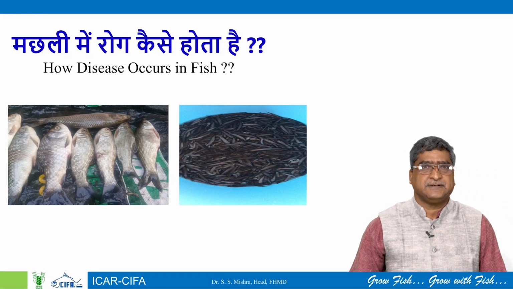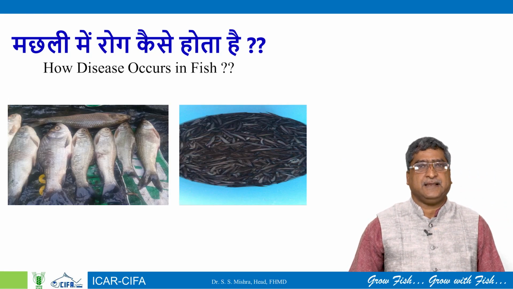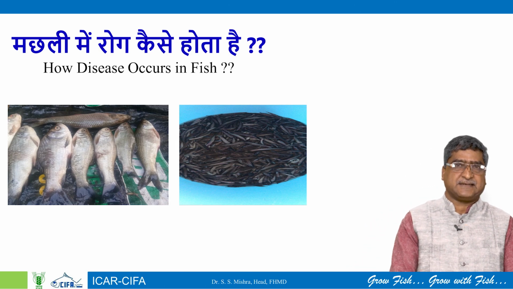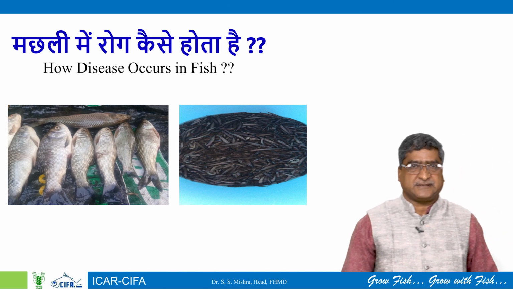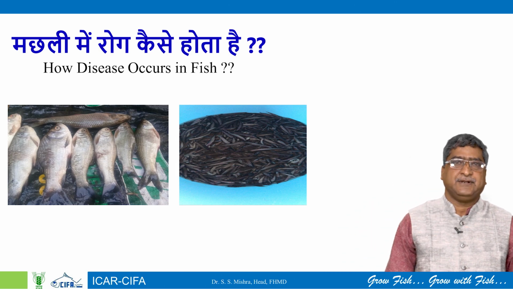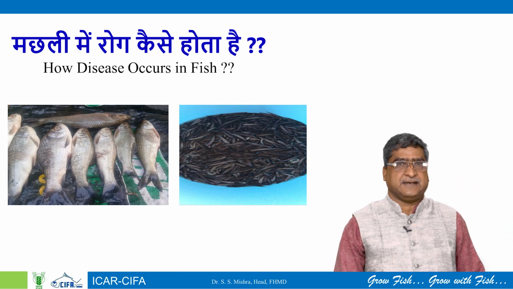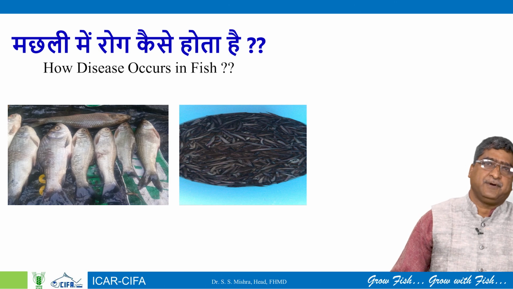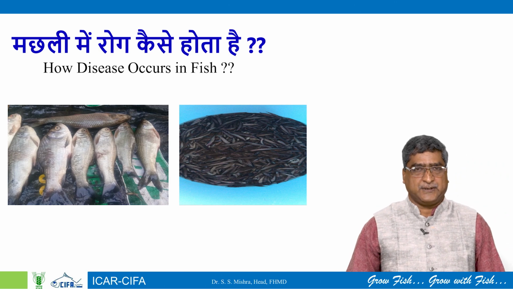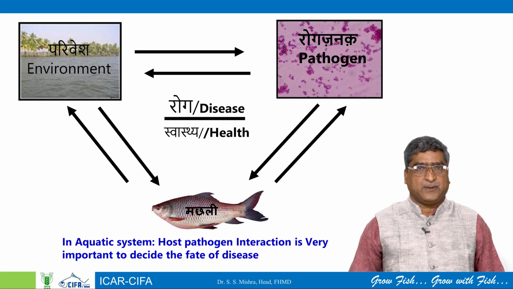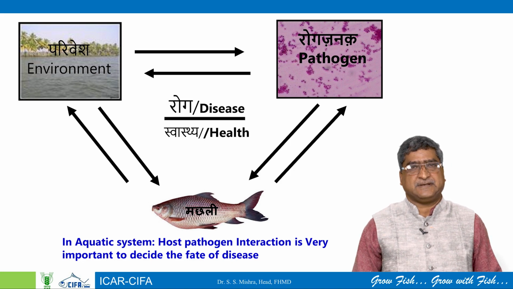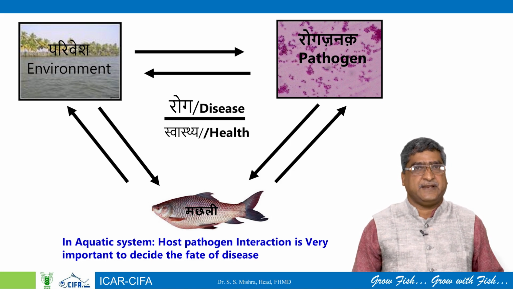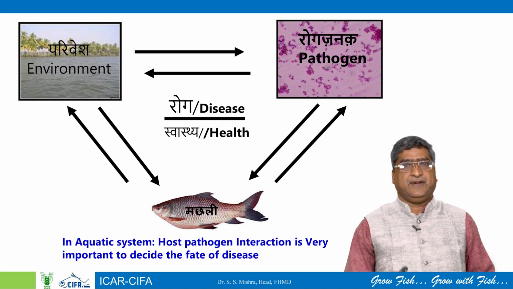Now, very important: how does disease occur in fish? How does disease occur in fish in an aquaculture system? This is an important point. We should know how disease occurs so that we can take suitable preventive and control measures to control the mortality. Now, in the aquatic system, it is a very typical system in which host-pathogen interaction is very important to decide the fate of disease.